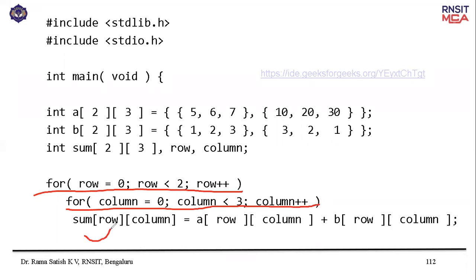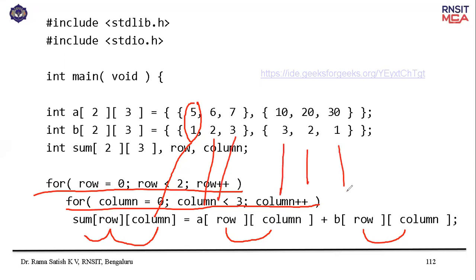Now the sum of row and column I can write as A of row column plus B of row column. It will add these two and put the result in sum of row column, and finally it is going to be printed.